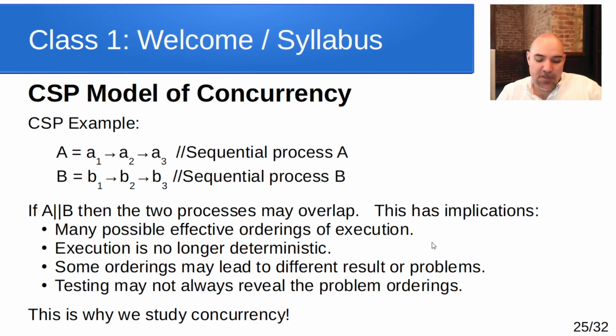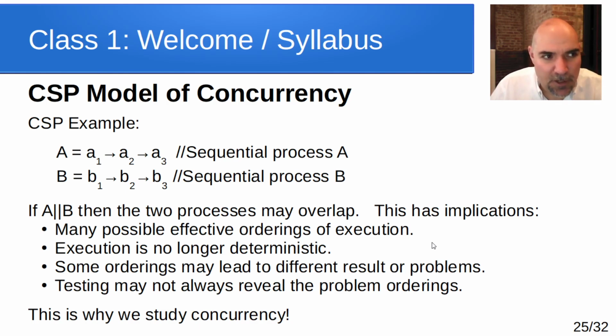Now, here's where things get a little interesting for concurrency. Because the execution is no longer deterministic, some orderings might lead to a different result when we run the program. Or some orderings might result in problems where the program locks up or gives a bad answer that causes bad things to happen. We're going to talk about classifying those kinds of errors later on. There are really 2 main classes of problems that we'll run into. But the main thing to note is there are a whole lot of orderings that could be possible. Some of them could lead to problems or bad results.